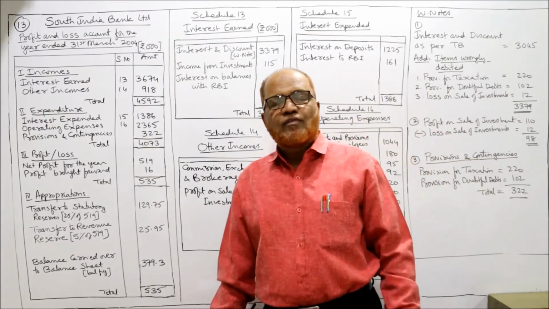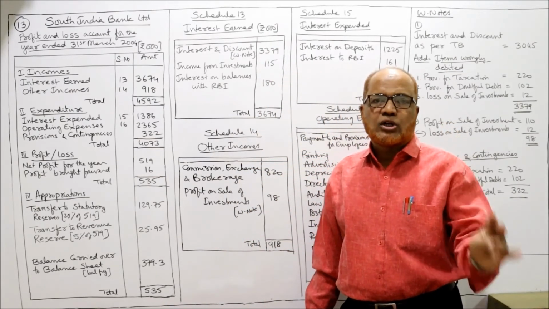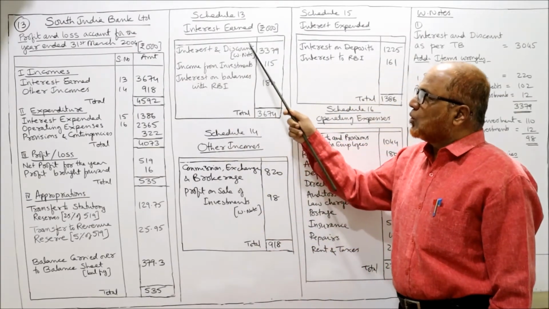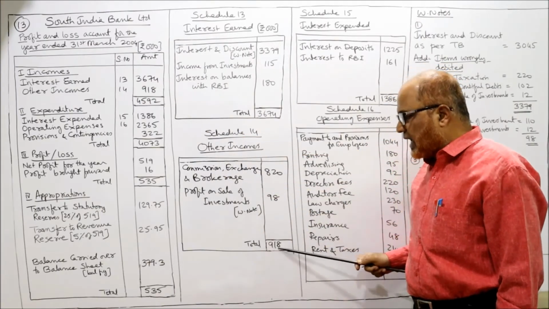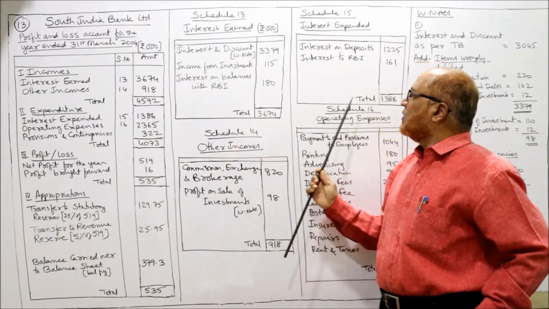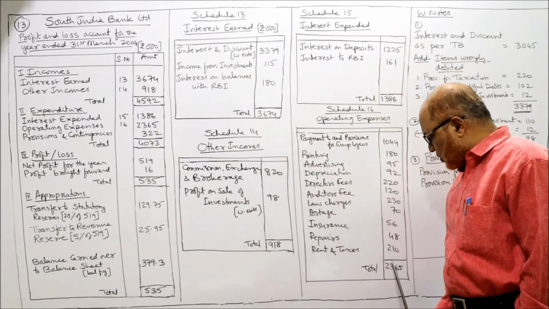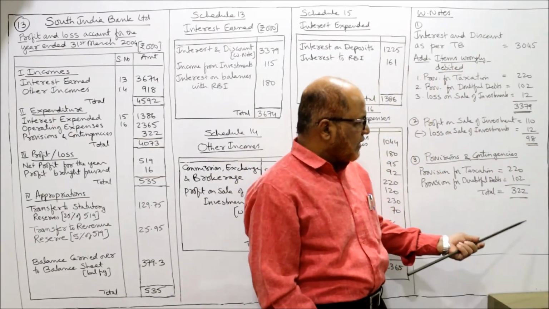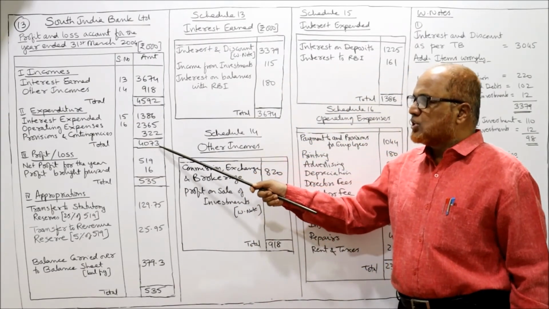That's it. So we got the totals of all the four schedules 13, 14, 15, 16. We got the total of provisions and contingencies. The total of schedule 13, 3674, I have taken here. The total of schedule 14, 918, taken here. The total income 4592. Schedule 15 total 1386 I have taken here. Operating expense 2365 here. And provisions and contingencies, just now I told in working note, 322. The total of expenditure 4073.